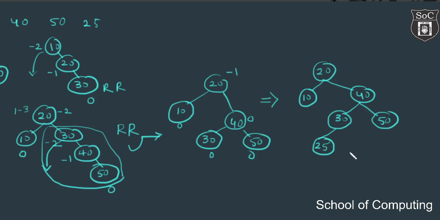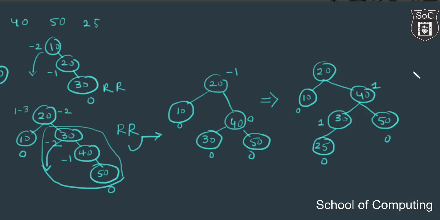So find the height at leaf nodes 0, 0, 0. Height at 30, left minus right. Left side is 1 edge, right side I don't have anything. 1 minus 0, it is 1. Height at 40. 40's left side, if you observe, there are two edges. 40 to 30, 30 to 25. 2 minus, right side there is 1 edge. 2 minus 1, it is 1. Fine. Till now everything seems to be fine.